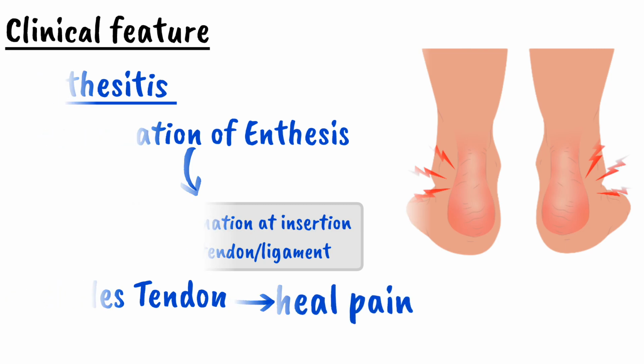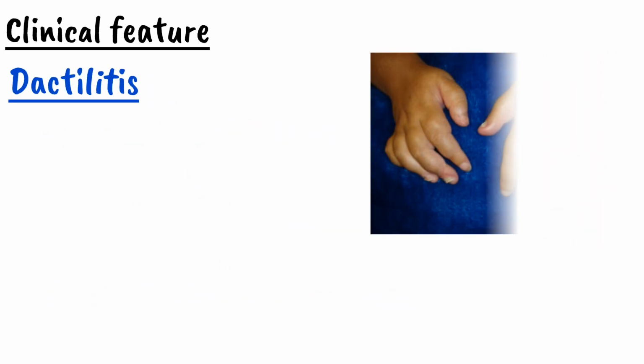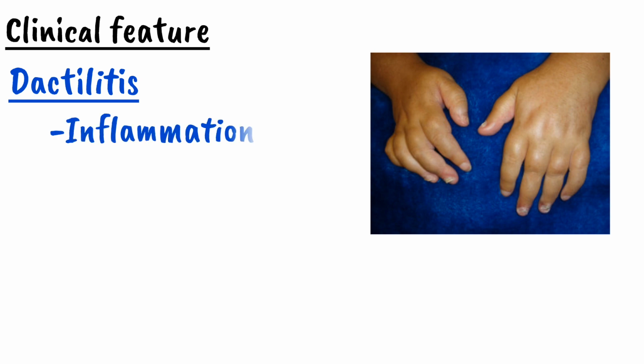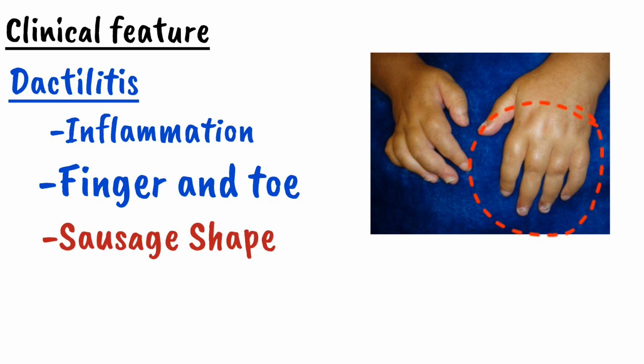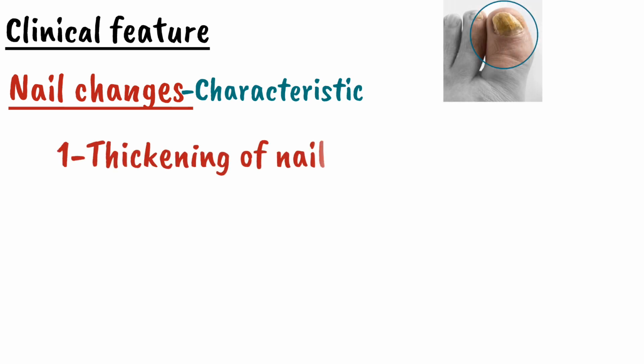Apart from enthesitis, it can also cause dactylitis. Dactylitis is inflammation of the fingers and toes, which leads to widespread inflammation of the soft tissue. As a result, the finger attains a sausage shape. Apart from these changes, there are also nail changes in psoriatic arthritis. The nail changes are characteristic of psoriasis and psoriatic arthritis, and on the basis of these changes we usually diagnose this condition. The first nail change is thickening of the nail. The second one is nail pitting.